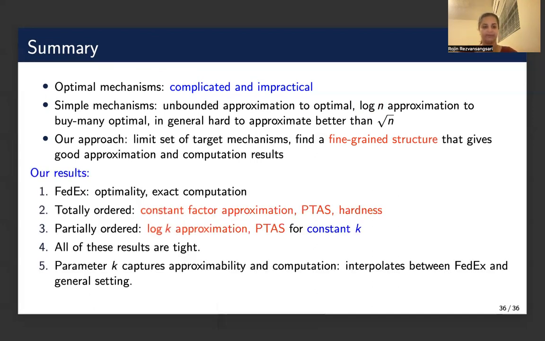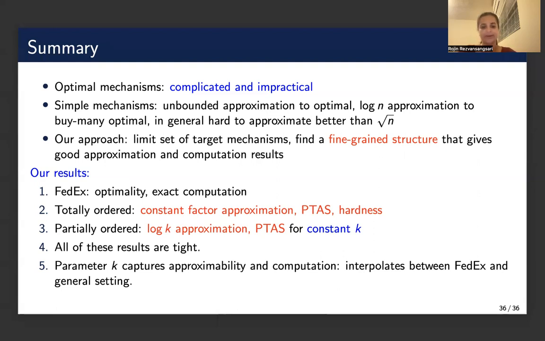Our results, going from FedEx to totally ordered to partially ordered, are that, first of all, the revenue from item pricing is equal to buy-many in the FedEx setting. It's a constant factor approximation in totally ordered and a log K approximation in partially ordered. Regarding computation of item pricing, we can compute item pricing exactly in the FedEx setting in polynomial time. We provide a PTAS in totally ordered, and we provide a PTAS for constant K in the partially ordered setting. Note that all of these results are tight.